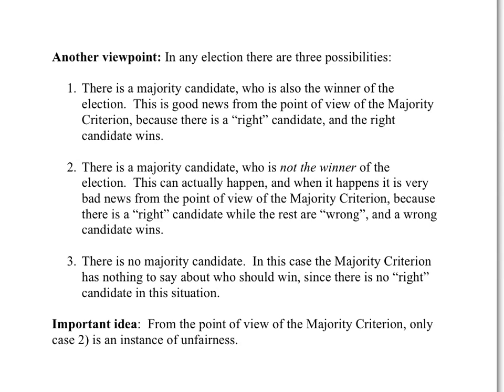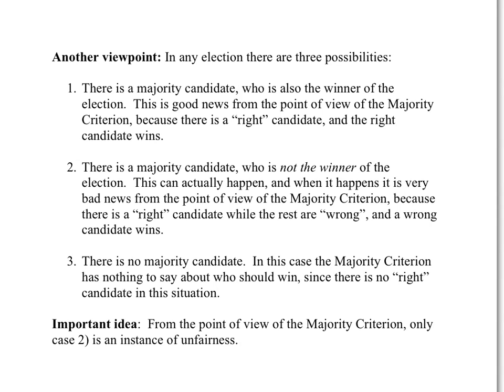Let's look at this another way. In any election, there are 3 possibilities. One is that there is a majority candidate who also wins the election. Great. Very good news from the point of view of the majority criterion. There's a right candidate, and the right candidate wins. Another possibility, possibility number 2, is that there's a majority candidate who is not the winner. So there is a majority candidate, but somehow that candidate doesn't win.